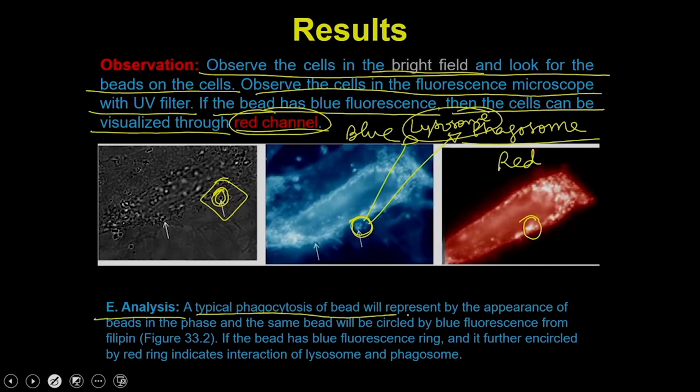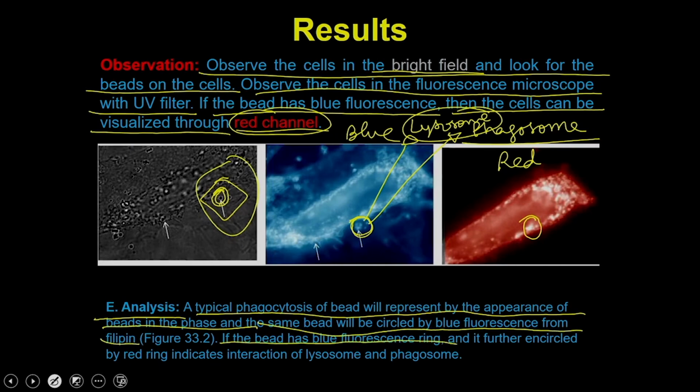How are you going to analyze this? A typical phagocytosis of a bead is represented by the appearance of the bead in the phase image, which means this one, and the same bead will be circled by a blue fluorescence from the phagosome. If the bead has a blue fluorescence ring and it is further encircled by a red color ring, it indicates that the interaction of the lysosomes and phagosome is happening.